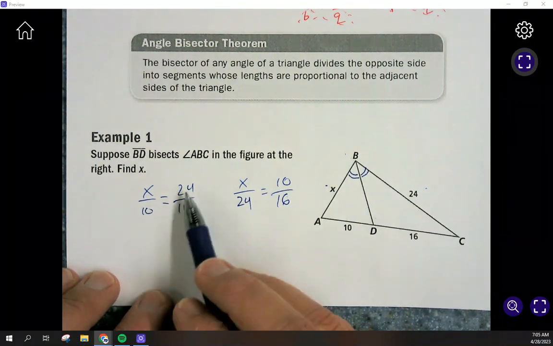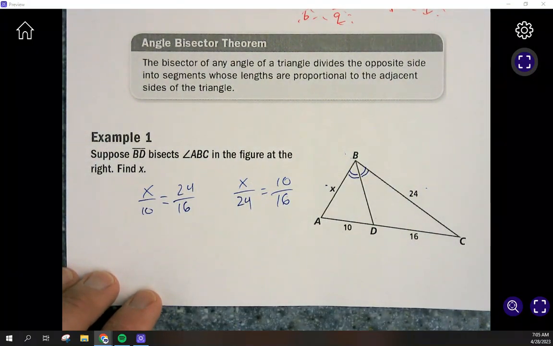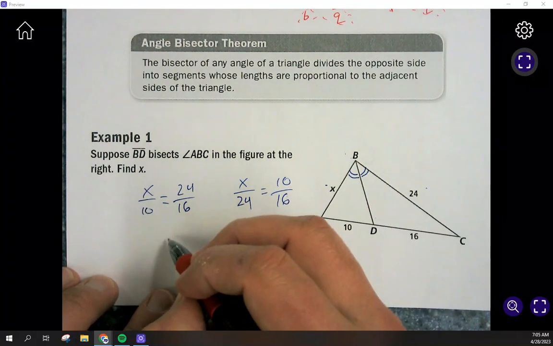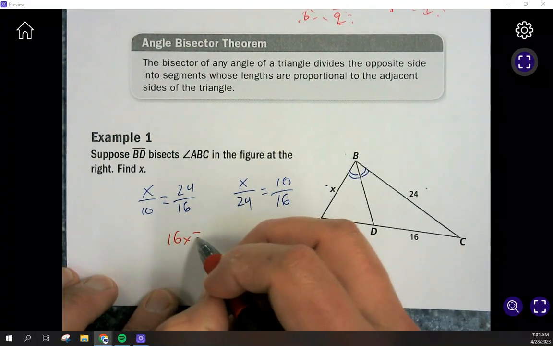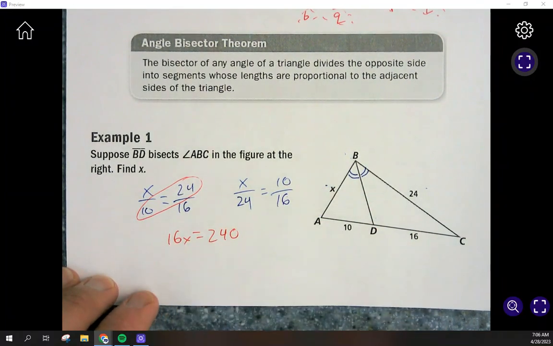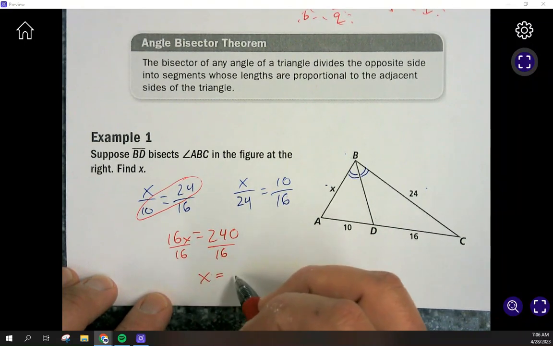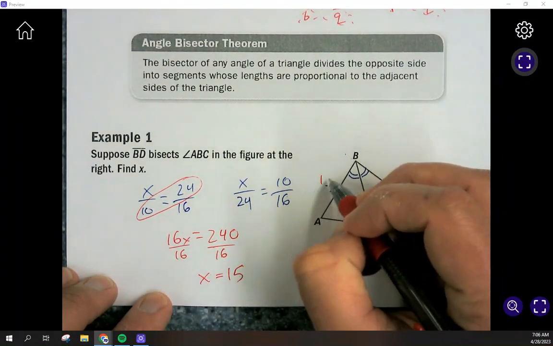And notice it's still 24 times 10, it's still 16 times x. So either way is going to work just fine, doesn't really matter. So cross multiplying here, it's 16x. Cross multiplying here, 240. Quick divide by 16, and x comes out to 15. So this side is 15.